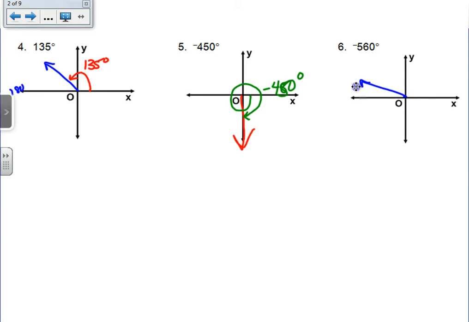Now again, the indication of how you traveled is so important. You guys went negative one full rotation and then another 200 degrees. And that's how you got to negative 560. That is not a 6. Okay.